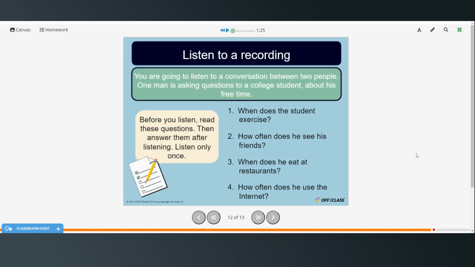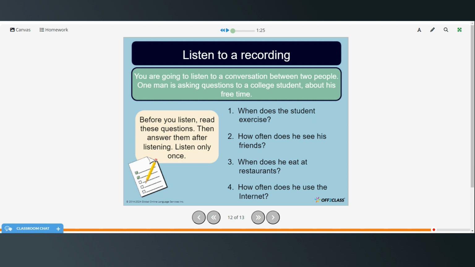But you can answer these based on what's true for you. All right, we're going to listen to a recording between two people. One man is asking questions to a college student about his free time. So before we listen, we're going to read the questions and then answer them after listening. We're only going to listen once, so listen very carefully, okay?